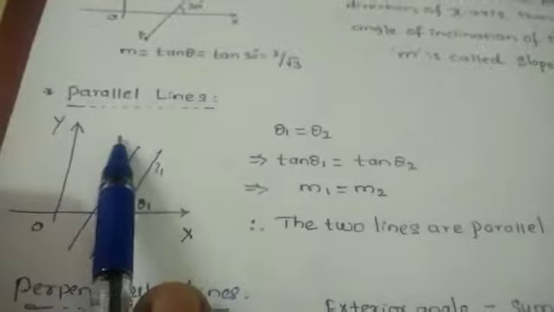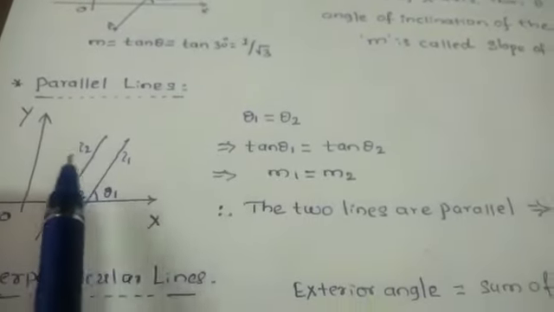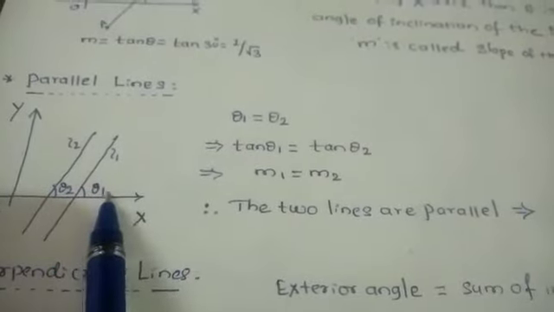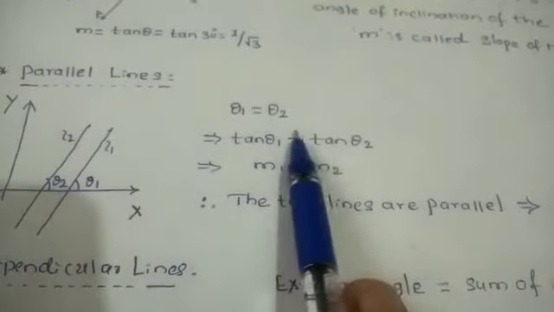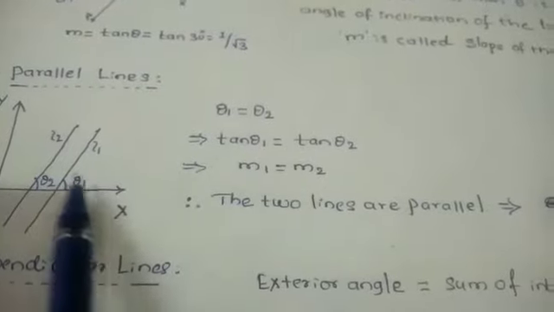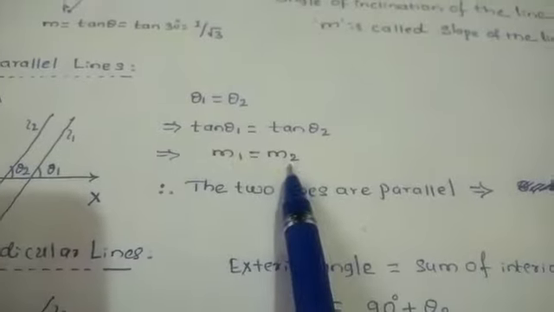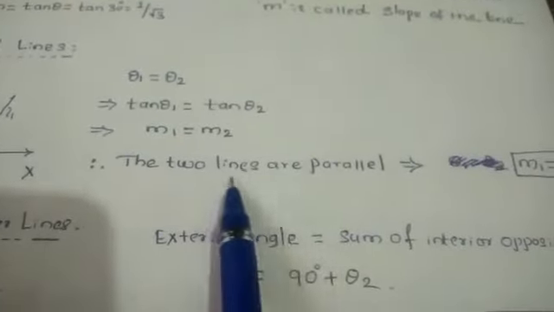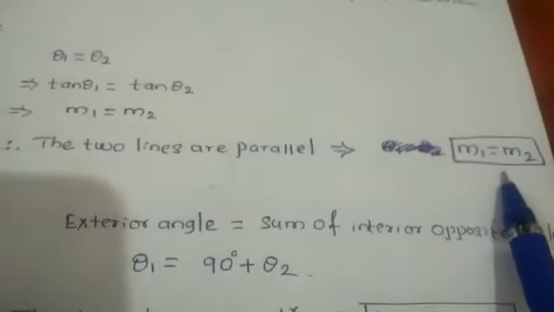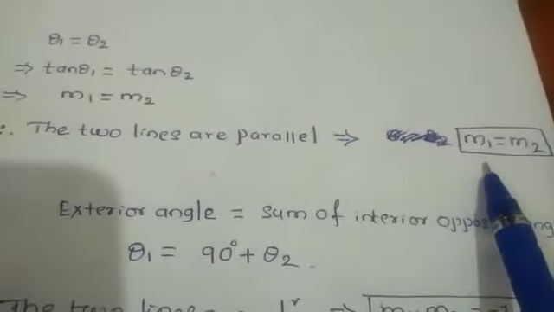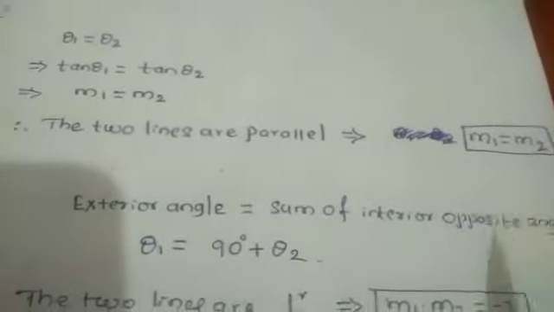Next one, parallel lines. If the two lines are parallel, then theta 1 is equal to theta 2. Tan of theta 1 is equal to tan of theta 2, that is, slope. Slope itself is represented as m1 equals m2. The condition for two lines to be parallel is m1 equals m2, which implies that the slopes of the two lines are equal.